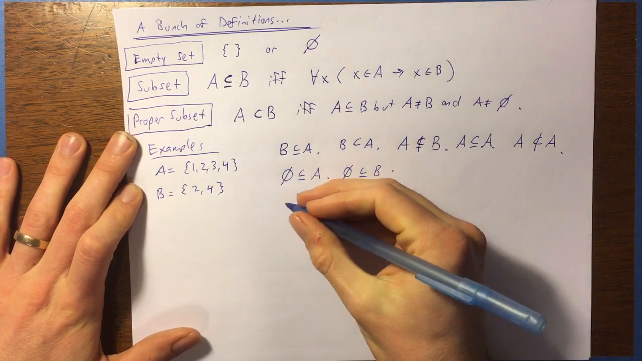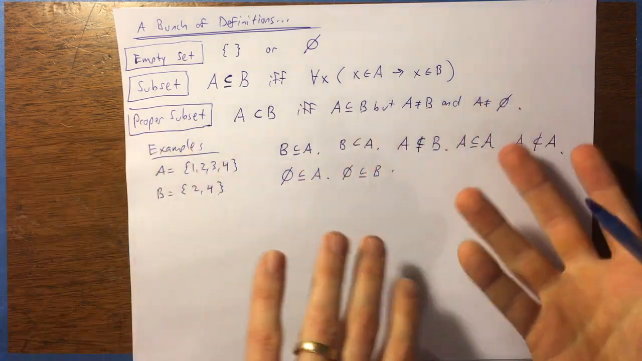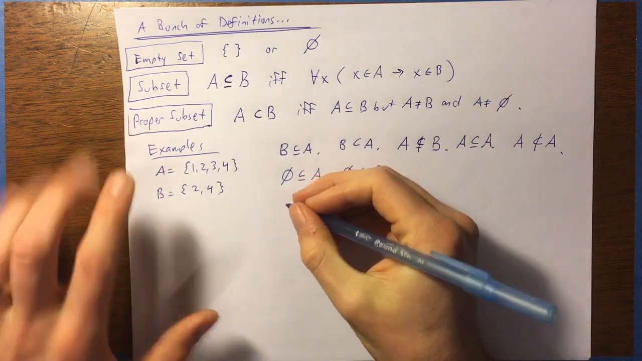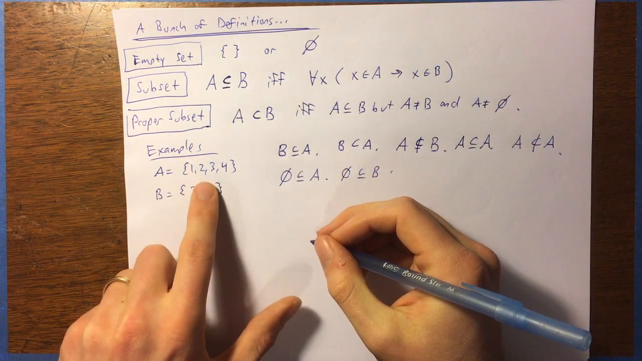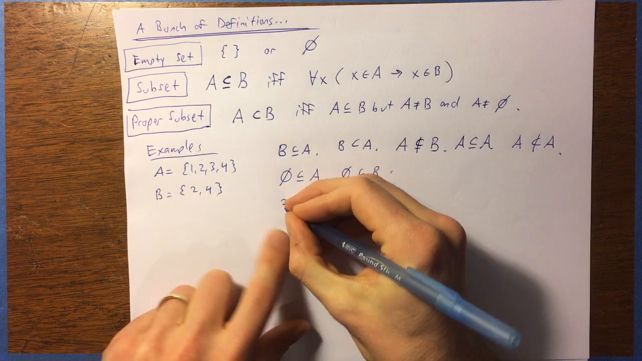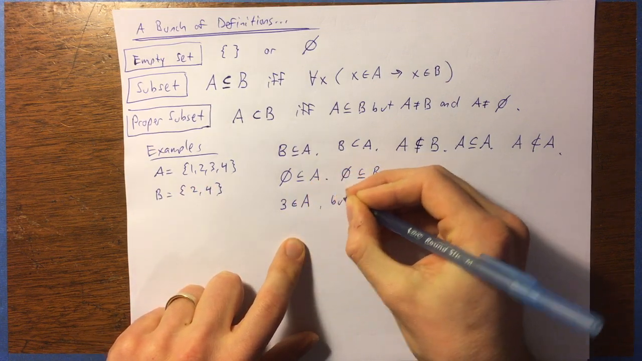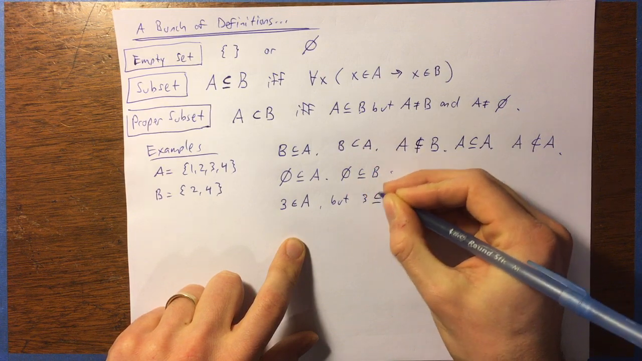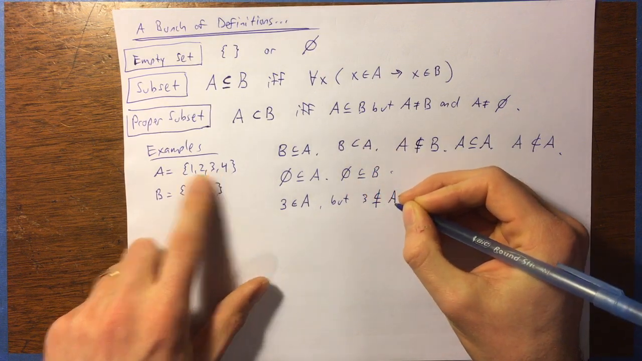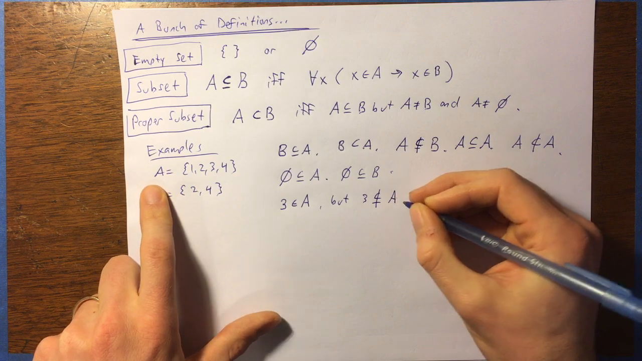Now I want to also make a point about distinguishing between an element and a subset. So the elements of A and B here are the numbers, right? So we could say 3 is an element of A, but 3 is not a subset of A. Okay, so 3 is an element of A, but it's not a subset of A.